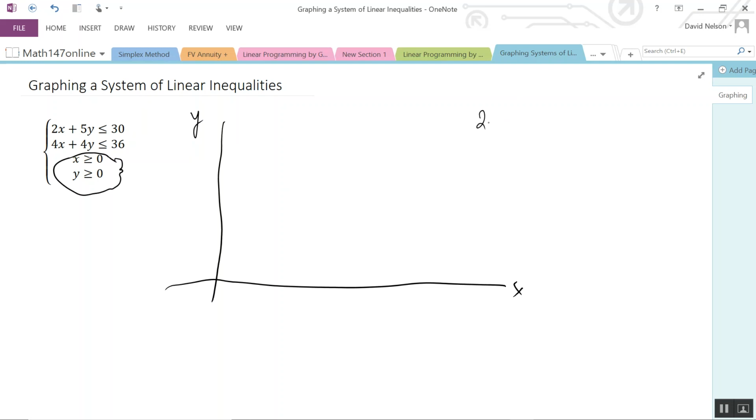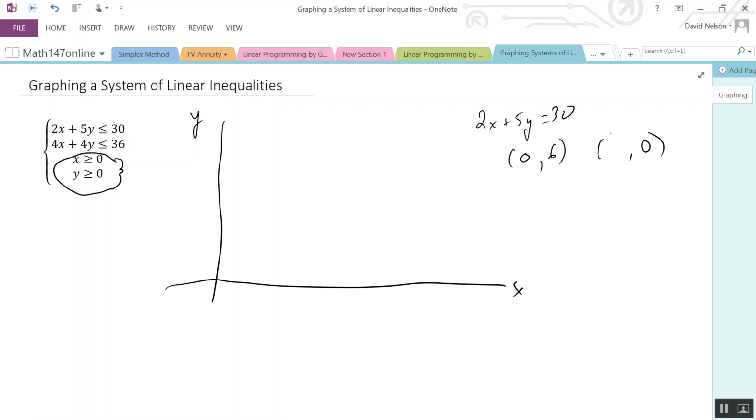And the easy way to graph something like 2x plus 5y equals 30, we're going to start by graphing the line 2x plus 5y equals 30, is to look at the intercepts. If we plug in 0 for x, I'll get just 2 times 0 plus 5y equals 30, and I can solve that in my head. The 2x just sort of disappears, and I just need to divide both sides by 5, so I get y equals 6.